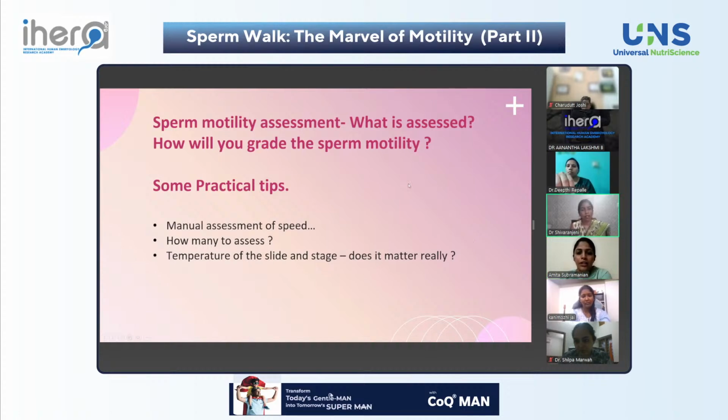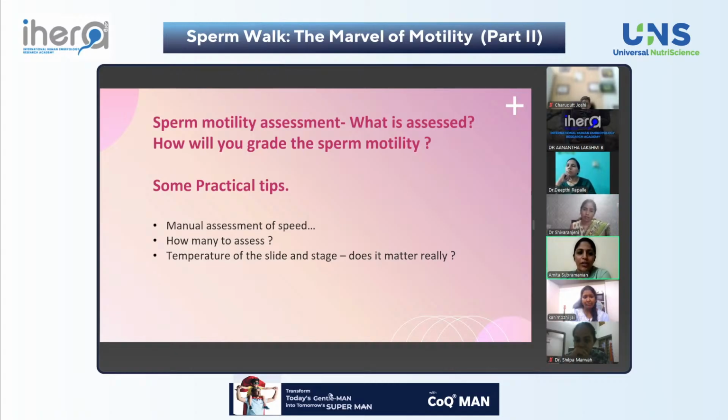In a wet mount slide, we usually see the motility, like forward moving, at least across a longer circle, fast moving. So we'll take it as rapid progressive. Slowly moving in a forward way, in a tight circle, that will be slow, sluggish motile. Non-progressive will be tight circles or just twitching or moving the tail alone. And immotile will be not moving at all.